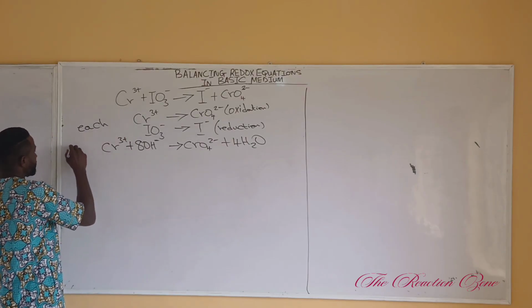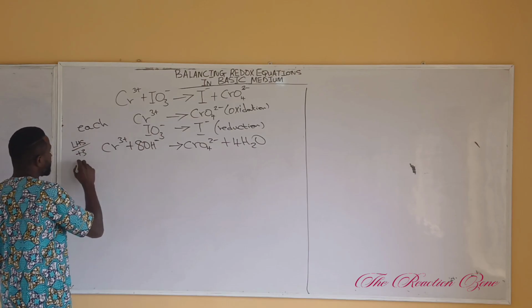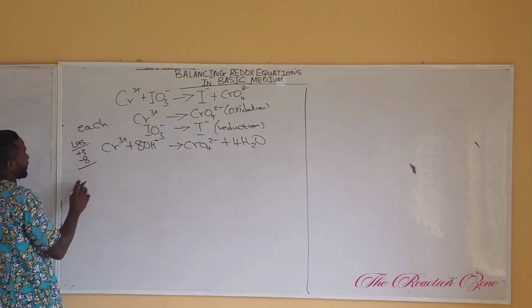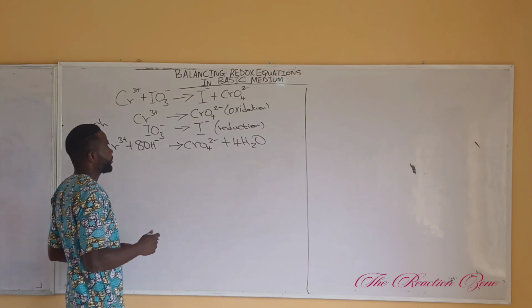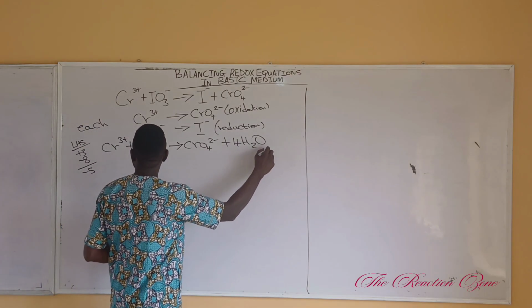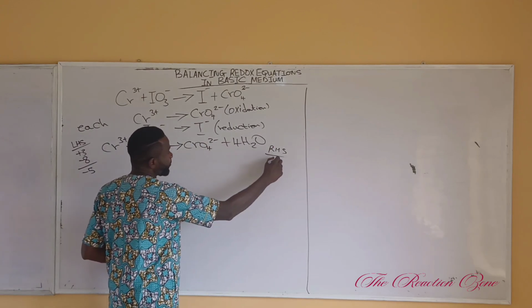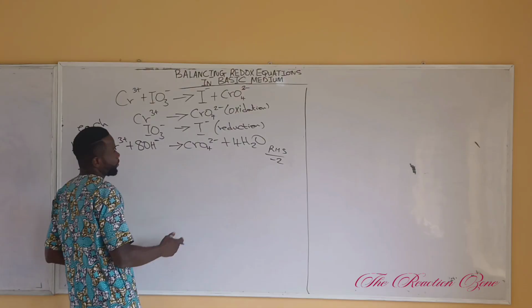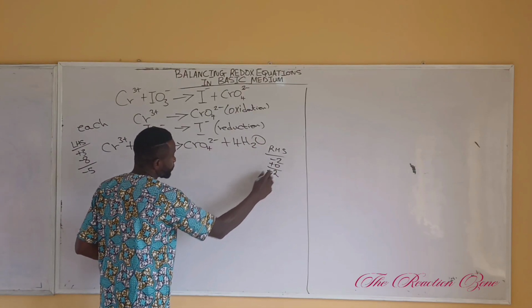Plus 3 times 1 for the left hand side is plus 3. Minus 1 times 8 to give us minus 8. The next charge here, plus 3 minus 8 to give us minus 5. On the right hand side, minus 2 times 1 will give us minus 2. This is 0. So minus 2 plus 0 will still give us minus 2.